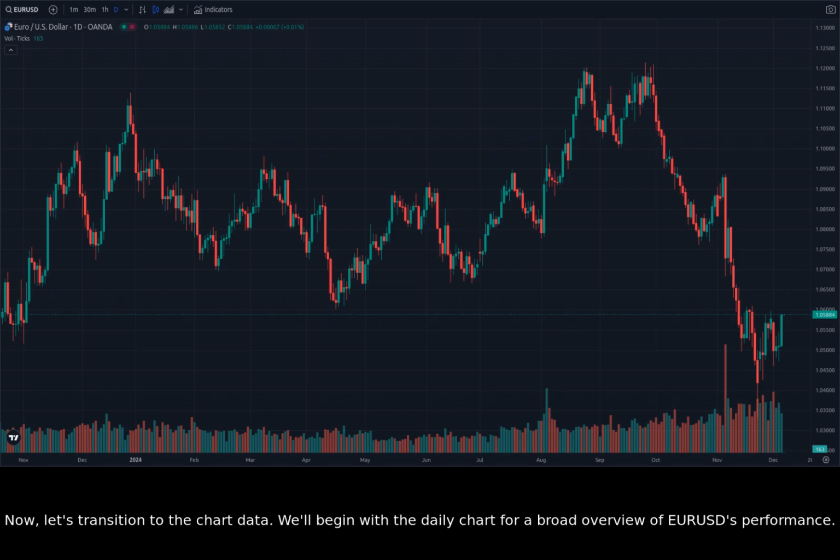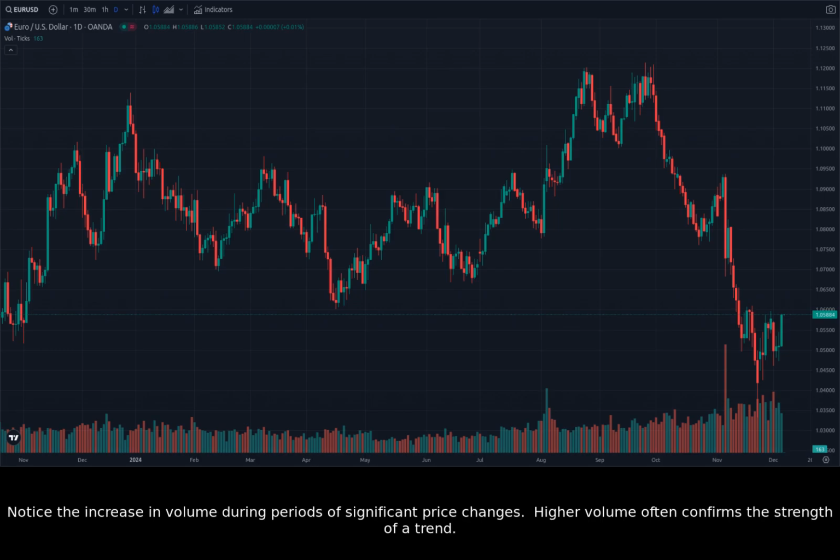We'll begin with the daily chart for a broad overview of EURUSD's performance. The daily chart shows a recent period of consolidation, with the price fluctuating within a defined range. Notice the increase in volume during periods of significant price changes. Higher volume often confirms the strength of a trend. Over the past few weeks, we've seen price action bounce between support levels around 1.05 and resistance near 1.06.